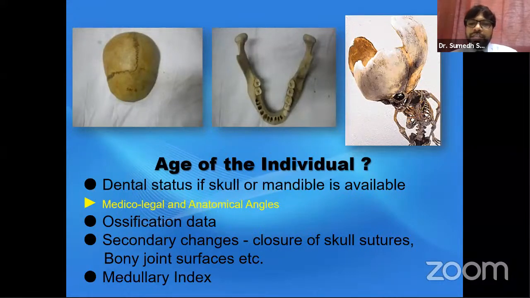Then the ossification data. The ossification data is already available. The epiphyseal ends fuse. Just like the upper end of the humerus, which fuses at about the 20th year of life. So this is how you can identify the ossification center. In case of females, it fuses a little earlier, around 1 to 2 years earlier as compared to males.